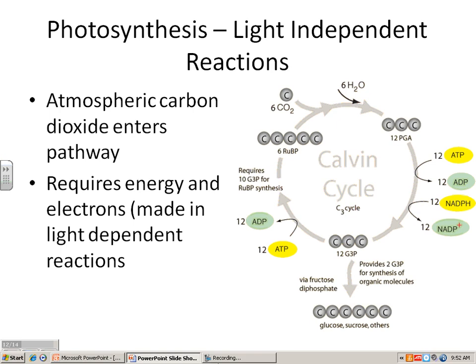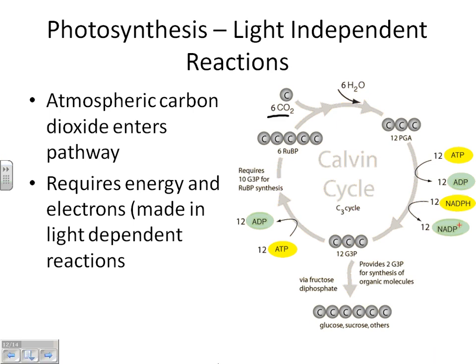Okay? So what do we start with in the Calvin-Benson cycle? We start with several molecules of carbon dioxide. That's our substrate. That's what we start with. Where do they get that carbon dioxide from?